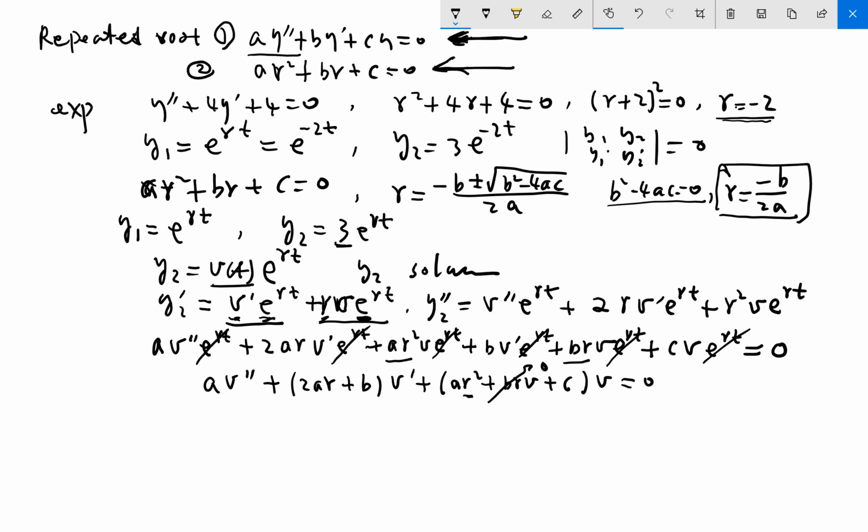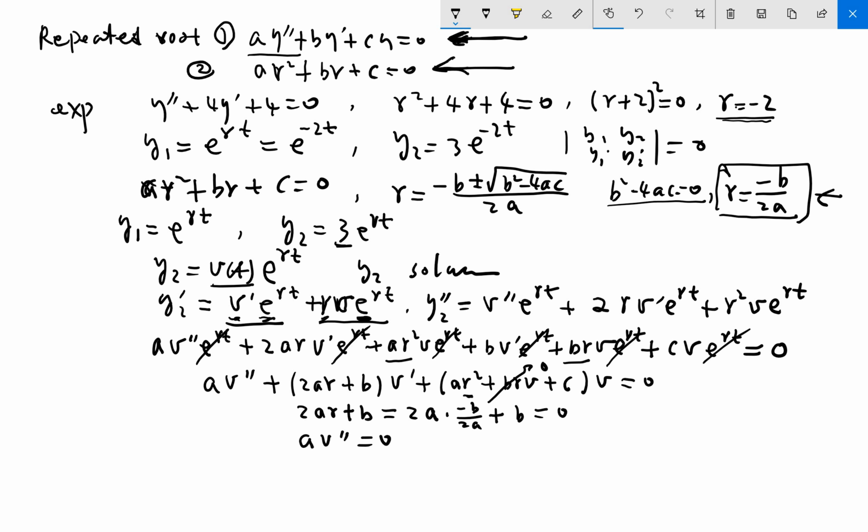Now let's look at this. What is 2ar plus b equal to? Remember, what is my r here? r here is minus b over 2a, so 2a times that plus b gives you 0. So the above equation really is a v double prime equals 0.